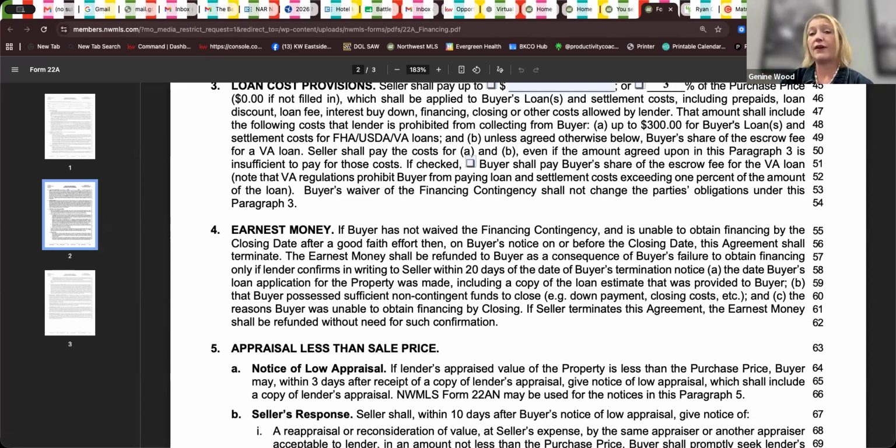And then, of course, after a good faith effort, meaning that the buyer didn't go and tank the financing to be failed by buying cars and furniture and opening a bunch of credit cards. That's bad faith. On buyer's notice on or before the closing date, this agreement shall terminate. The earnest money shall be refunded as a consequence of buyer's failure to obtain financing only if the lender confirms in writing to the seller 20 days after closing.